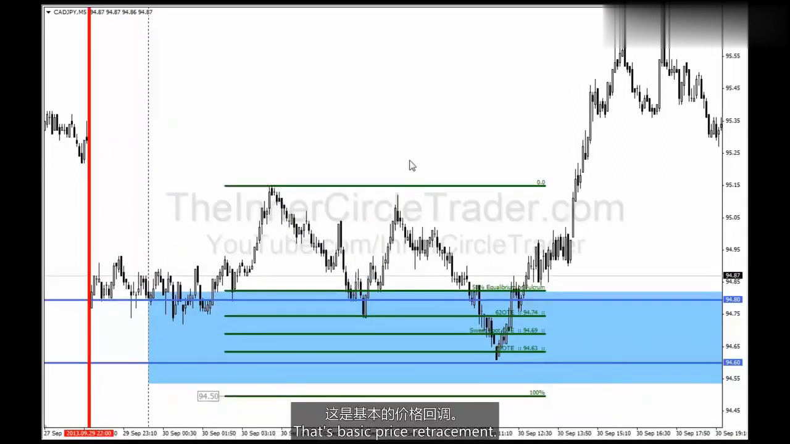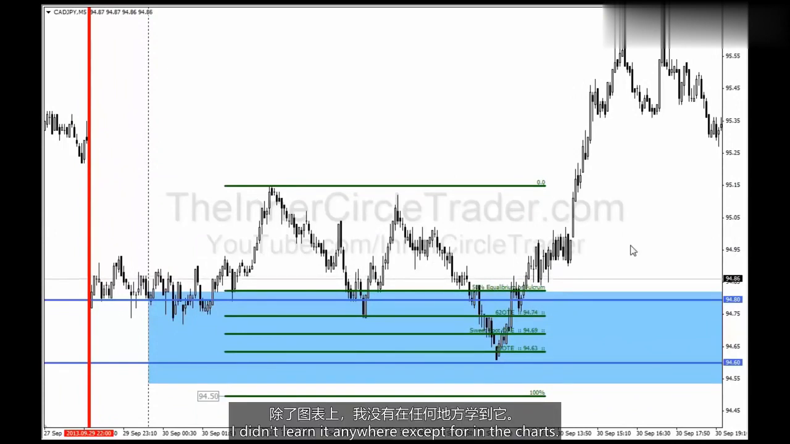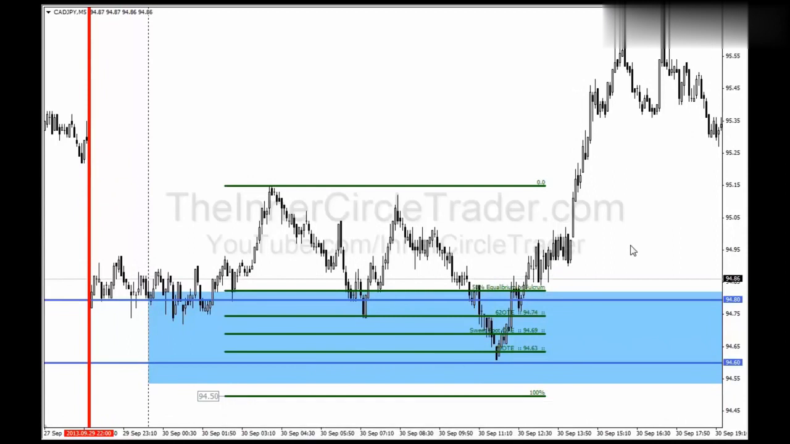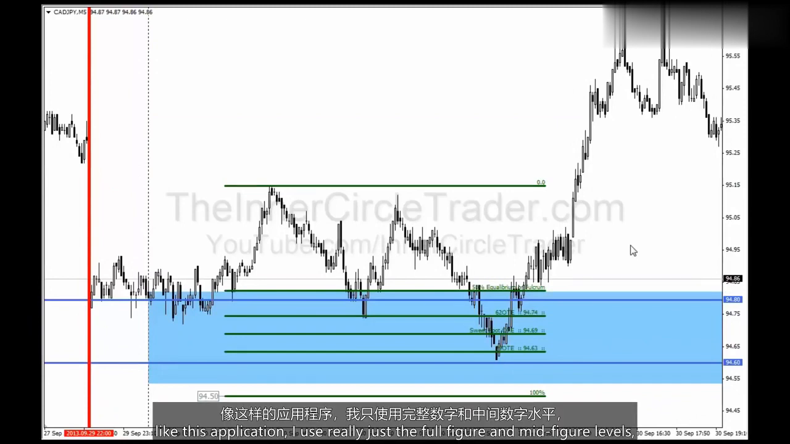That's basic price retracements. This is higher class, different level type Fibonacci stuff. And again, I didn't learn it anywhere except in the charts, just referencing the mid levels, the 50 levels, the 100 levels. It's applicable with the institutional levels as well, but when it's traded like this application, I use really just the full figure and mid figure levels.